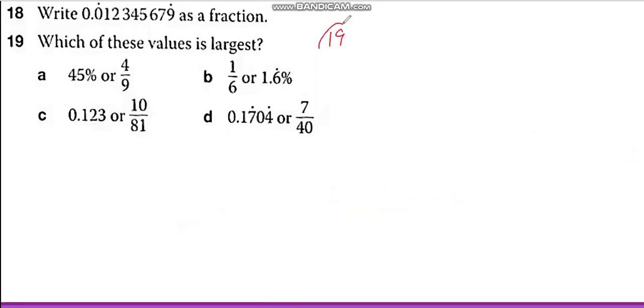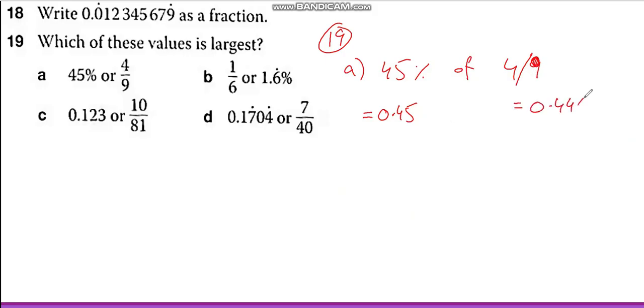Now we will do question number 19, part A. It says which one is the largest, 45% or 4/9? So we can convert both numbers into decimals. If we use the calculator and divide 45 by 100, it will be 0.45, and if we divide 4 upon 9, it will be 0.444 and so on, where 4 is the repeated number. So 0.45, or 45 hundredths, is more than 0.444. Even though 4 is the recurring digit, still 0.45 is greater. So that's why we will circle 45%, as it is greater.